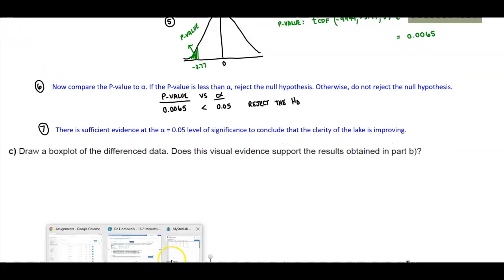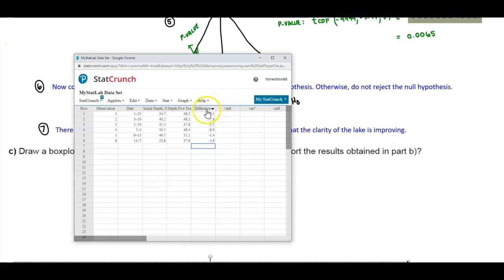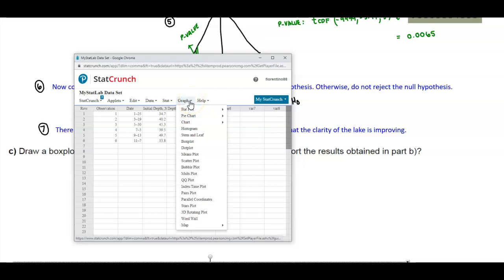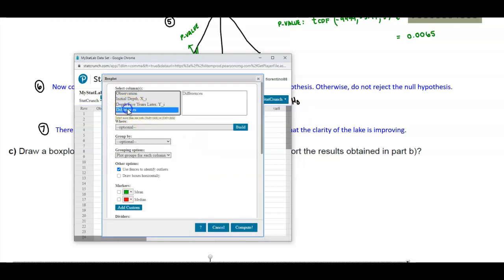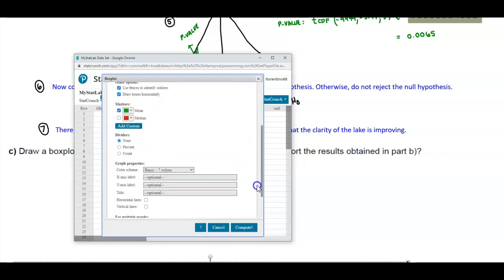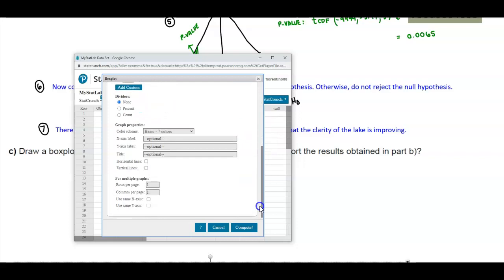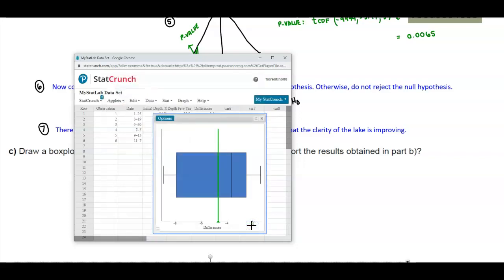So let's go back to StatCrunch. And in StatCrunch, we take a look at the column where it says differences. And we're going to graph a box plot. So we're going to hit select graph, go all the way down to box plot, select differences, and we're going to make sure that we draw the boxes horizontally. Okay, and then let's mark where the mean is. Okay, so let's go ahead and compute. So therefore, here is our box plot.